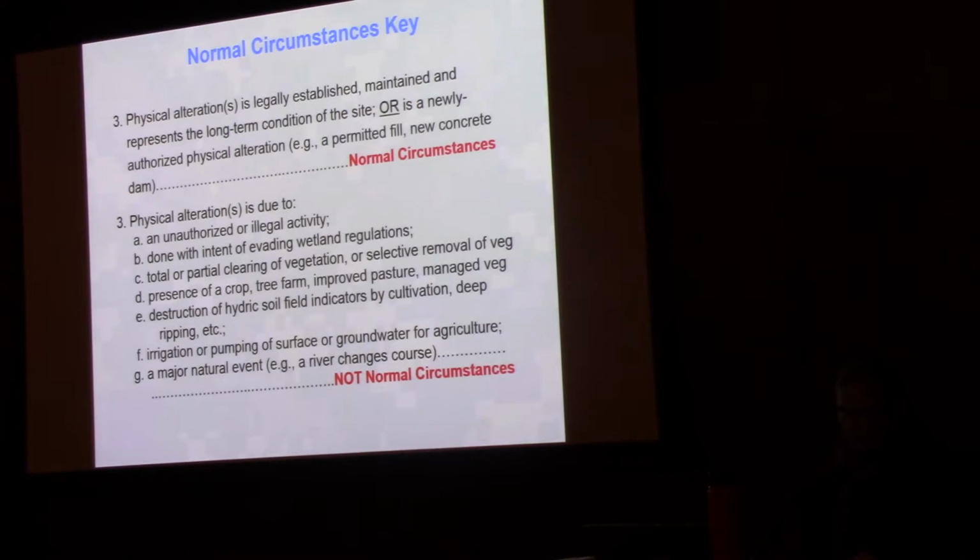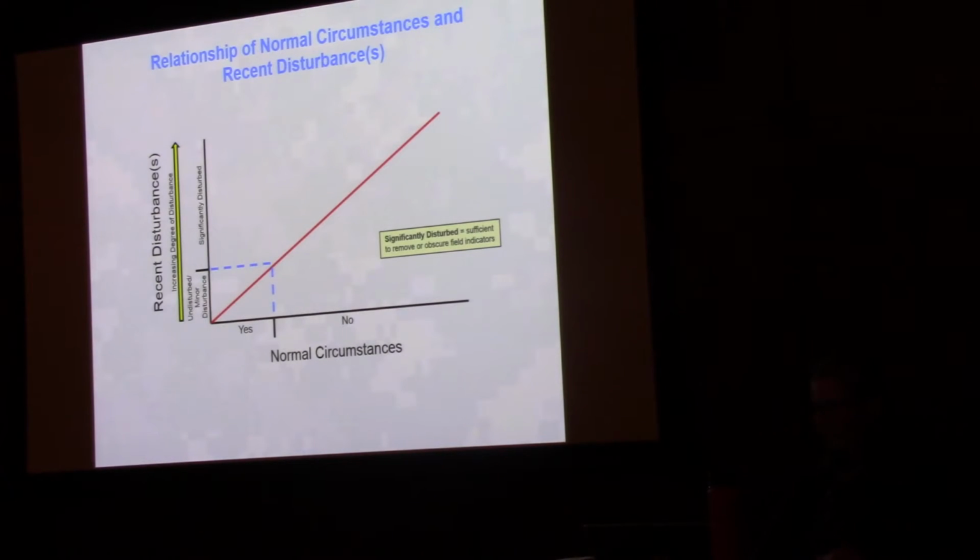So then, any of the physical alterations, there's a number of examples. Illegal activity, of course, that's kind of the easy one. Total or partial clearing of the vegetation, or selective removal of any particular vegetation, a crop, a tree farm, anything where humans are telling that spot what to grow, that's generally not the normal circumstances, because it's not leaving nature to her own devices. So that's kind of what it is.